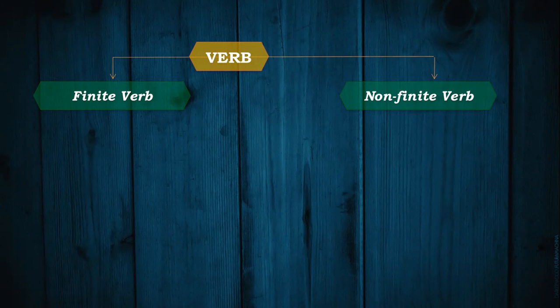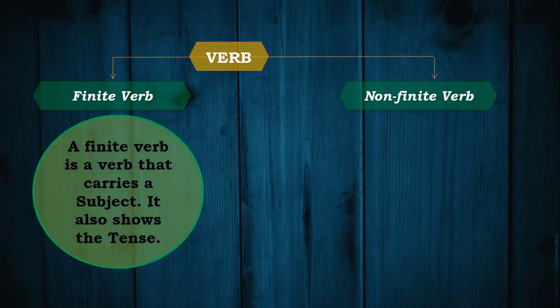But whom do they help? So modal auxiliaries always help another verb. Or simply we can say auxiliaries are the verbs which help another verb. Right? So let's get started over here. Verbs are defined as finite verbs and the non-finite verbs. Yes? So what is a finite verb?